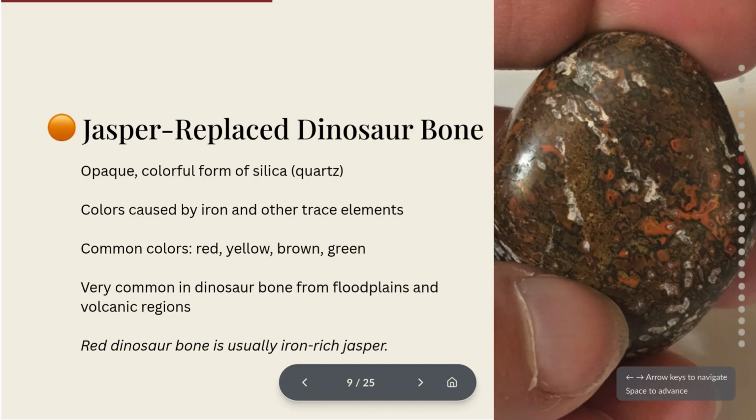Jasper-replaced dinosaur bone would be an opaque, colorful form of silica quartz. Colors are caused by iron and trace elements. Common colors: red, brown, yellow, and even green. Very common in dinosaur bone from floodplains and volcanic regions. Red dinosaur bone is usually iron-rich jasper.